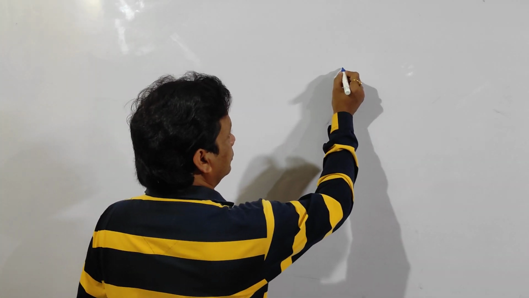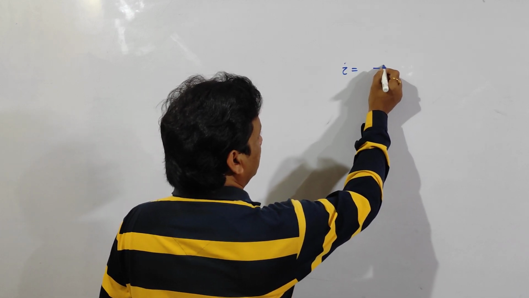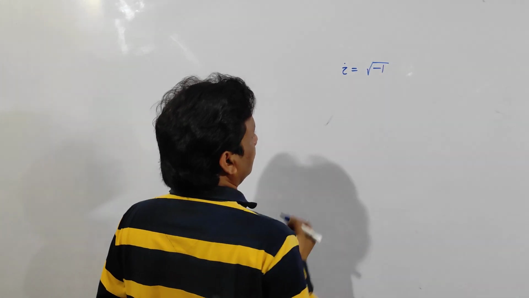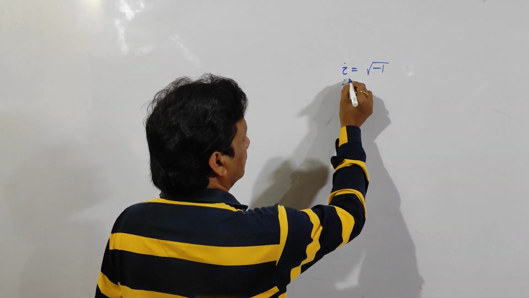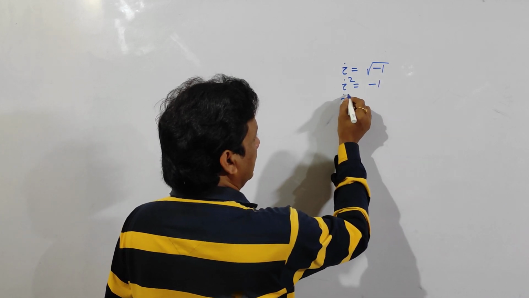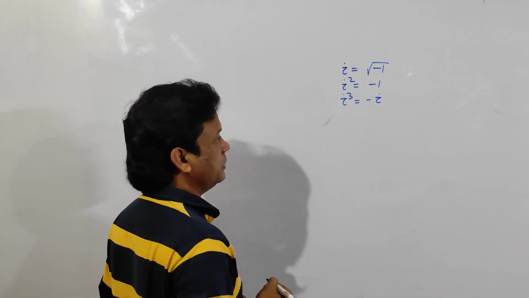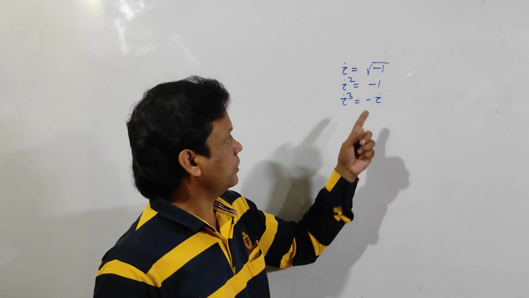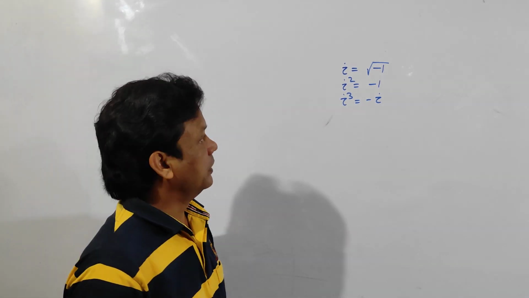Okay, see here, we know i is iota, the square root of minus 1. Clear? And i square is equal to minus 1, and i cube is equal to minus i, because i cube is i square into i, and i square is minus 1, so minus 1 into i is minus i. Clear?